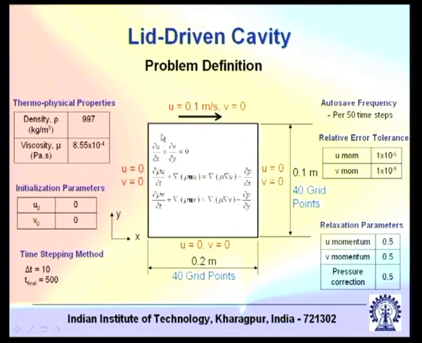Now let us look into this problem definition. You have the top boundary being pulled towards the right with a velocity of 0.1 meter per second. The left and right walls are subjected to zero velocity, so no slip no penetration boundary condition, and the bottom wall is also subjected to no slip no penetration boundary condition.